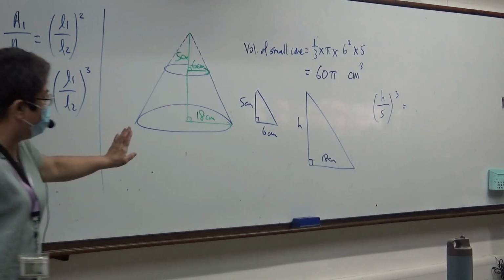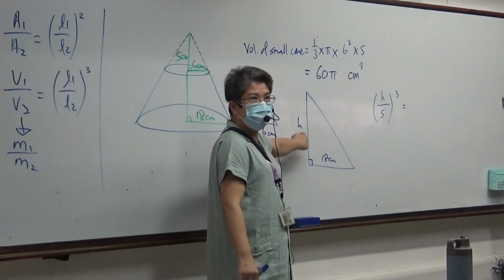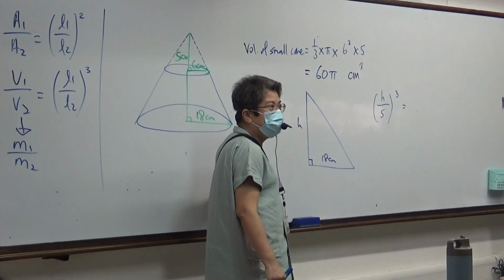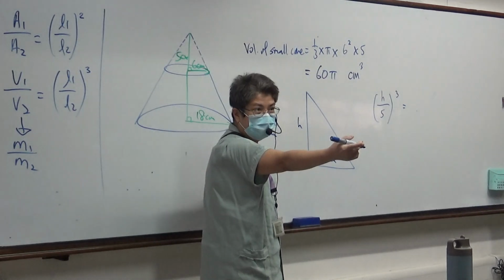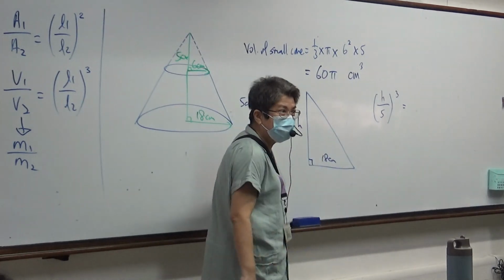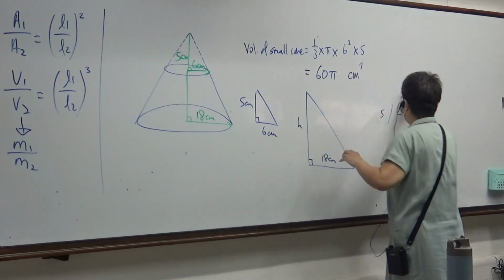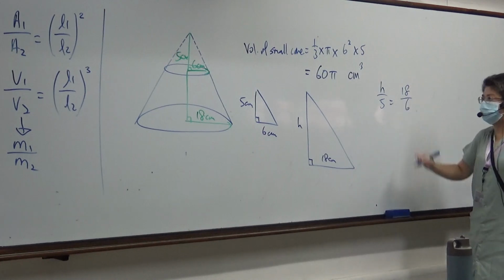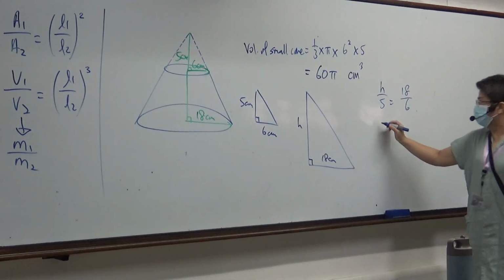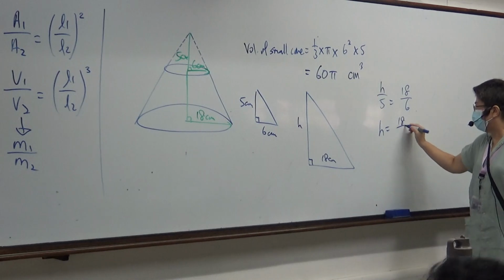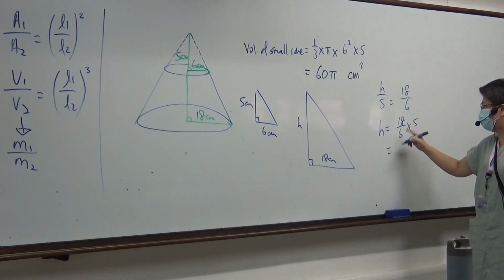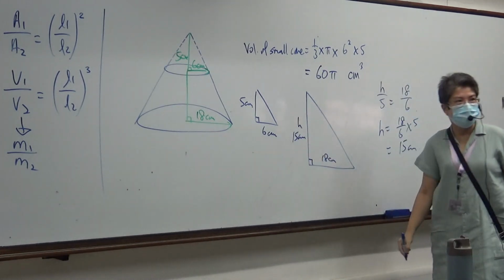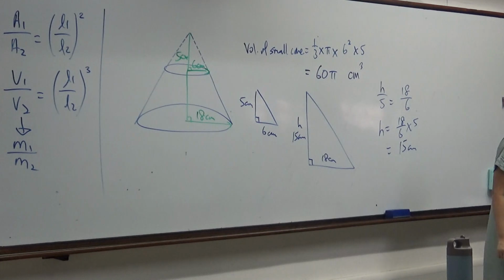Everybody clear here? Now, my aim is to find out what? H first. So I must use similar triangles. When I use similar triangles to find length, do I square or cube? I don't, right? Just that the lengths are in proportion. So, what I do is this. H over 5 is equal to 18 over 6. Right? Can you see that? So, H is 18 over 6 times 5. So, this is 15 cm, right? Yes or no, class?